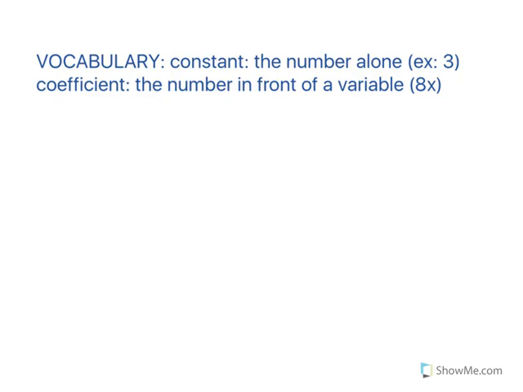Okay, so the vocabulary that I need to talk about is a constant. Can you write that up where it says objective, this vocab word? We talked about it a little bit yesterday and the day before, but a constant is just a plain old number, and it's alone, like 3. Whereas a coefficient is the number in front of the variable, like 8x. So 8 would be my coefficient. A constant is a number alone. The coefficient is the number in front of a variable.